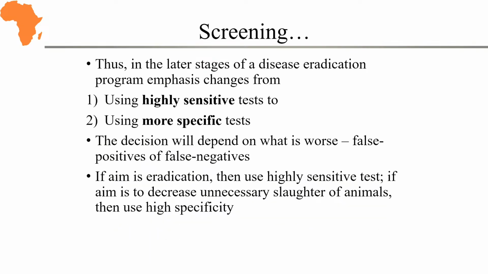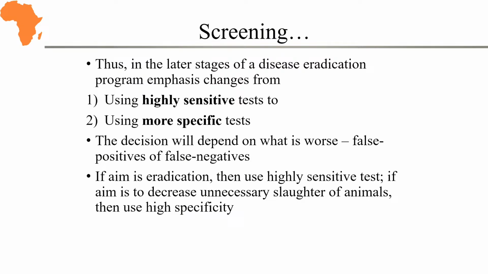For screening, in later stages of a disease eradication program, you change from using a highly sensitive test to a highly specific test. So you're trying to increase the negative predictive value. That is why I'm introducing those topics when I move. You're shifting from a highly sensitive test to reduce the number of false positives to a highly specific test to increase the negative predictive value of a test, which means the likelihood that the individual who tested negative does not have the disease is high.